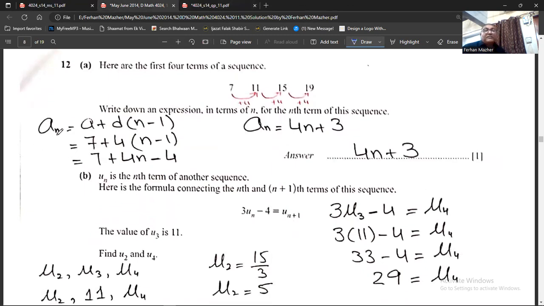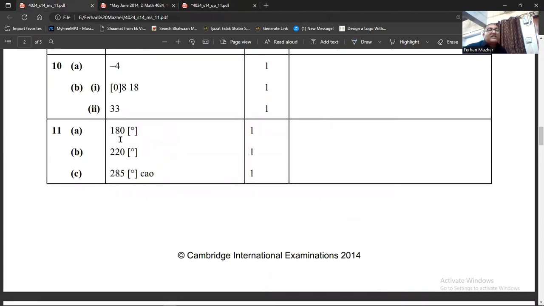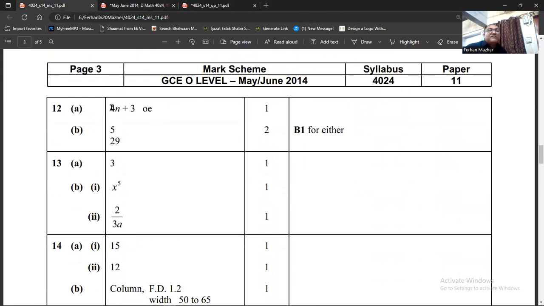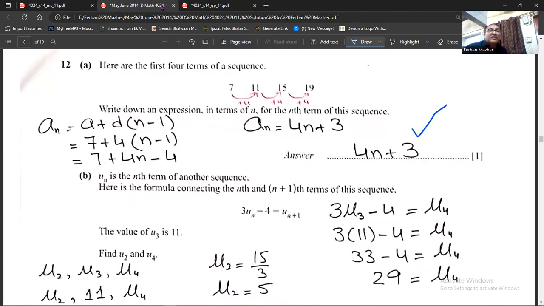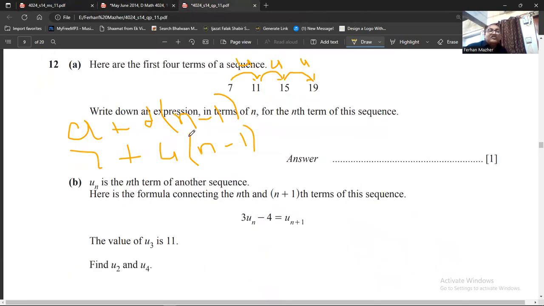So question number 12, part a. a_n will be a plus d bracket n minus 1. The first term is 7, plus common difference 4, bracket n minus 1. So it will be 7 plus 4n minus 4. So it will be 4n plus 3. So the nth term will be 4n plus 3. Let's check. So our answer is right. So this is the solution.